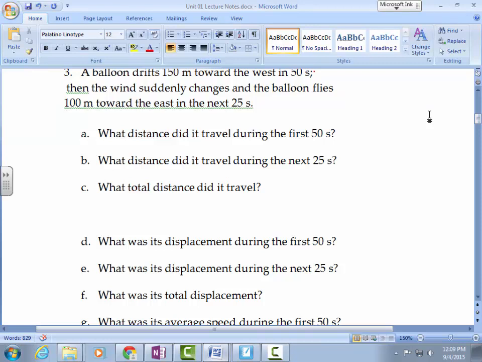Its displacement in the first 50 seconds is? Negative 150. Its displacement in the next 25 seconds is? Oh, what is it? During the next 25 seconds. Positive 100. And its total displacement is? Negative 50. And then we go to the velocities and speeds. G, H, I, and was it J, K, L? So what is going to be the speed over the first 50 seconds?